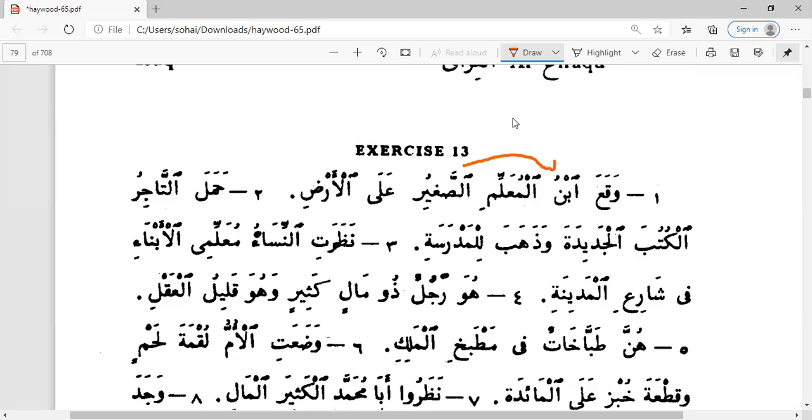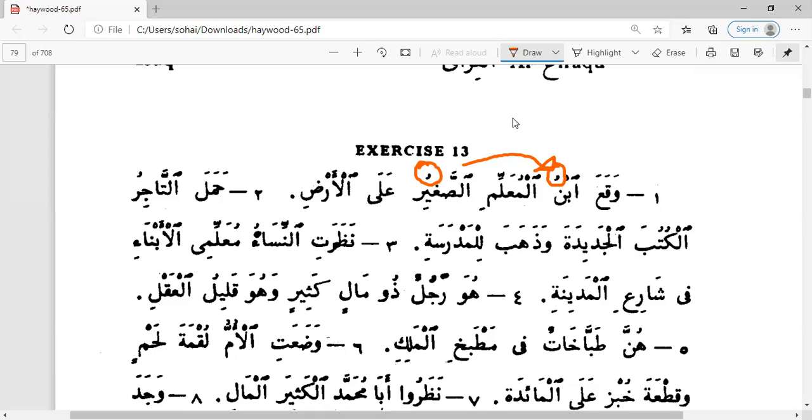So what's the verb here? Muallimi is genitive, and saghiru is nominative, so it matches ibnu in case. And because it is mudaf, it doesn't carry al. Ibn doesn't carry al because it's mudaf. So it's the small son. The small son of the teacher fell on the ground or earth.